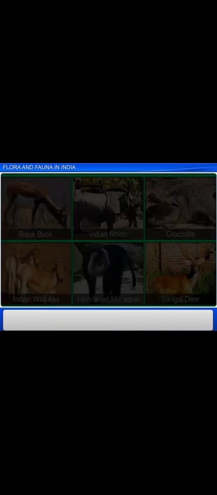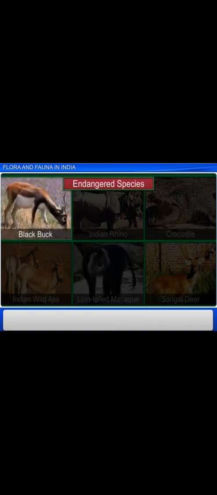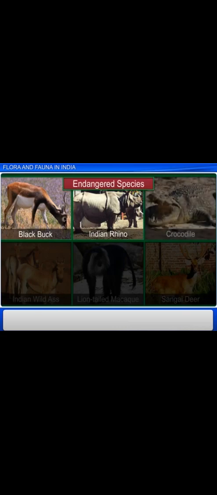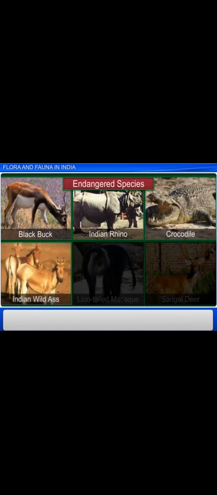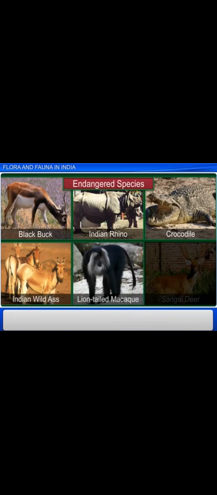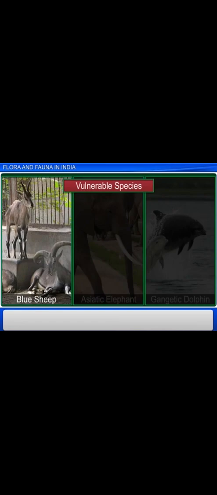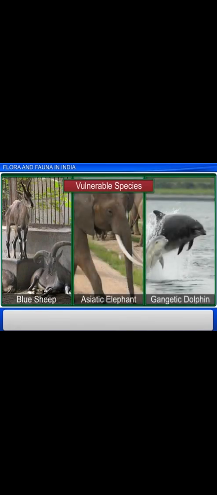A species that is facing the danger of extinction, if the factors responsible for its decline are not checked, is called an endangered species. For example, the blackbuck, Indian rhino, crocodile, Indian wild ass, lion-tailed macaque, and the Sangai deer. A species that is likely to become endangered due to decreasing population, unless conserved, is called a vulnerable species. Examples are the blue sheep, the Asiatic elephant, and the Gangetic dolphin.